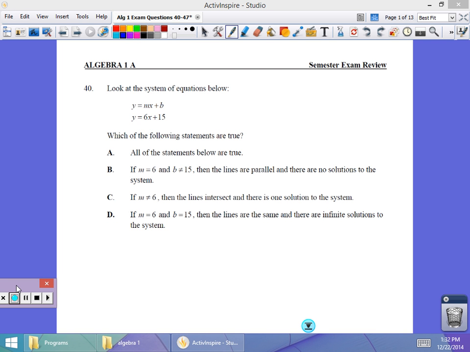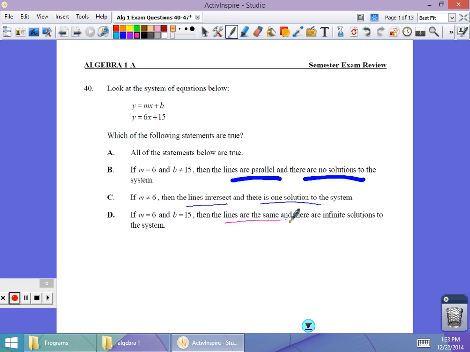A, all of the statements below are true. B, if m equals 6 and b does not equal 15, then the lines are parallel and there are no solutions to the system. C, if m does not equal 6, then the lines intersect and there's one solution to the system. And then D, if m equals 6 and b equals 15, then the lines are the same and there are infinite solutions. So let's start to go through these and kind of knock them off one by one.